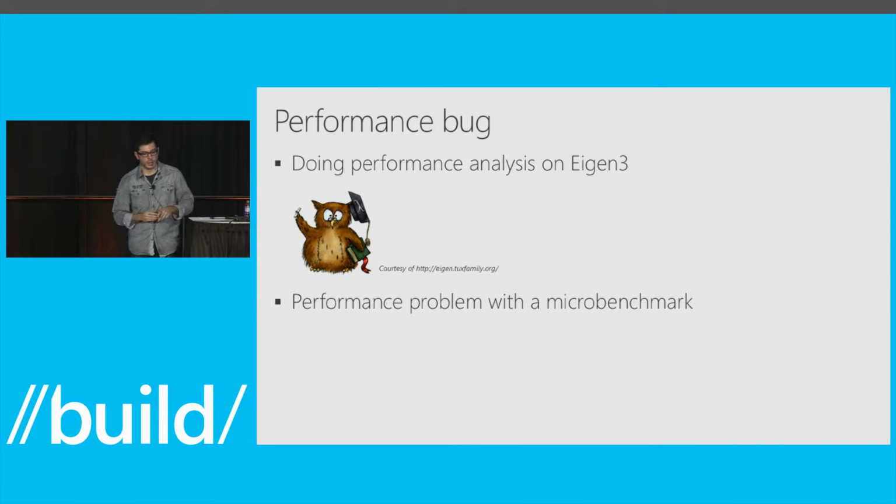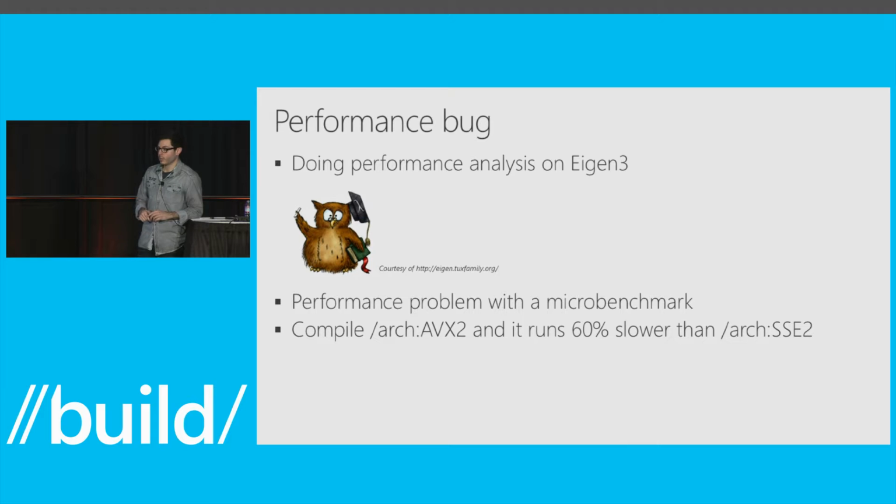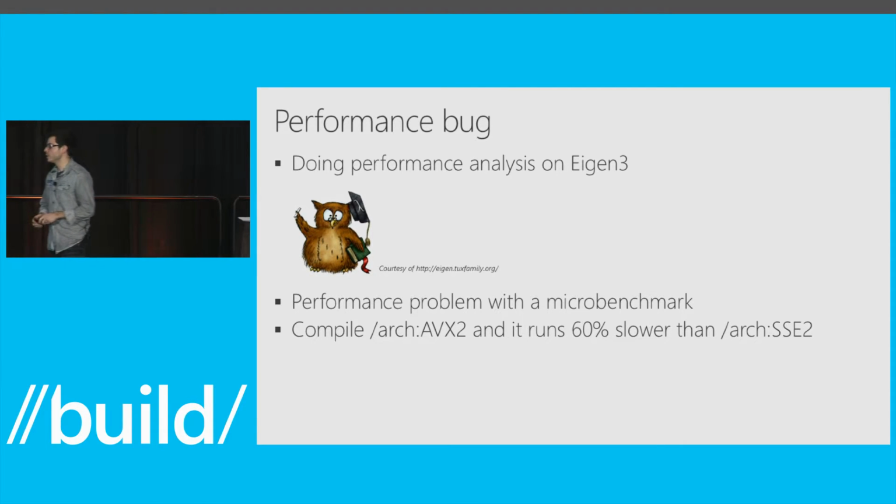We found a performance problem when you throw the Arch AVX2 switch for a particular micro benchmark using the Eigen library, where you compile with Arch AVX2 and your code runs 60% slower than if you did it with Arch SSE2. That's crazy. Yes, that's big, red lights flashing everywhere. Hey, we have to really dig into this. So I spent some time and dug in.